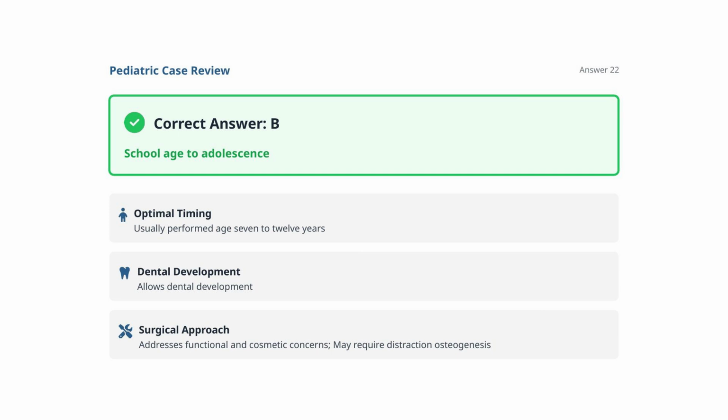Mid-face advancement surgery is typically delayed until approximately 7 to 12 years of age. This timing allows for sufficient dental development while addressing functional problems like airway obstruction and malocclusion. Le Fort III osteotomy with gradual distraction advances the mid-face forward. Surgery significantly improves breathing, bite alignment, and facial appearance. Multiple procedures may be needed.